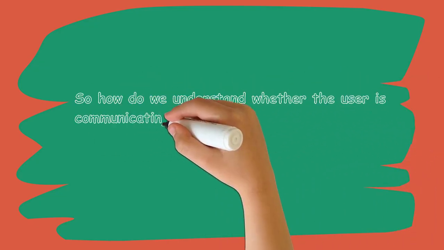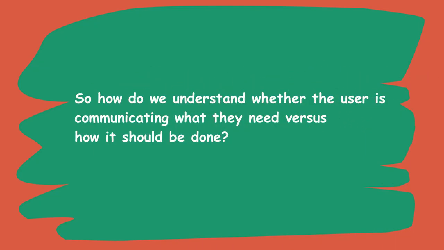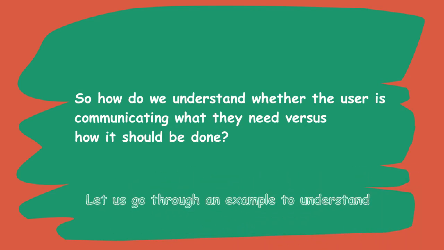So how do we understand whether the user is communicating what they need versus how it should be done? Well, it may not be that straightforward. But let us look at an example and understand what we can do to address such issues.